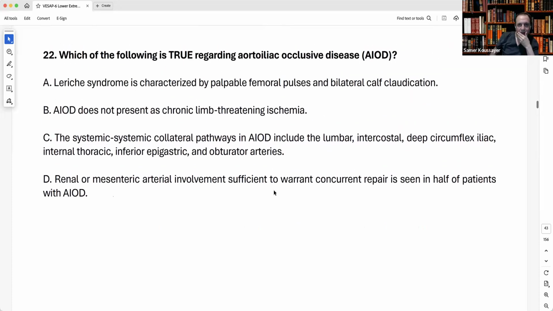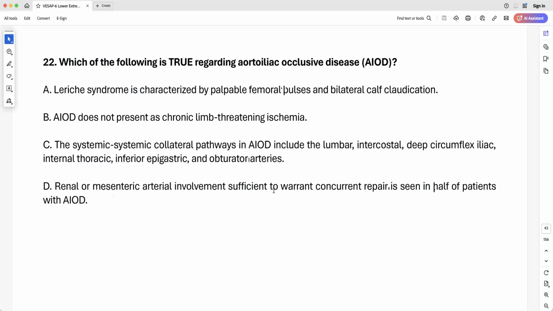Next one. Dr. Samer. Which of the following is true regarding aortoiliac occlusive disease? Leriche syndrome is characterized by palpable femoral pulse and bilateral calf claudication. No.